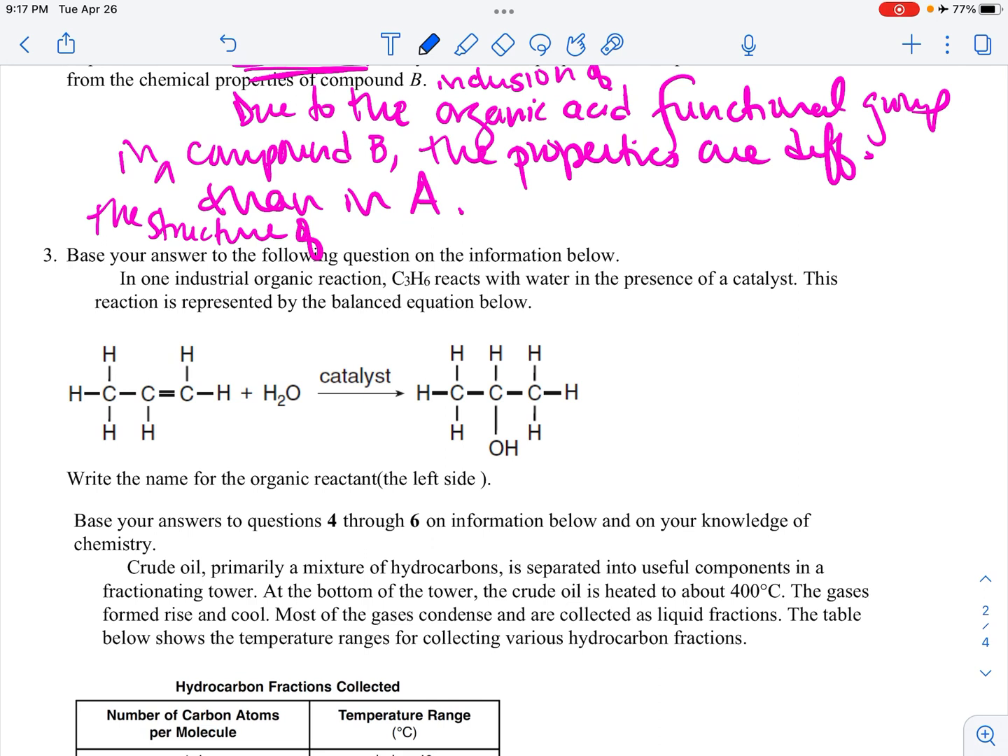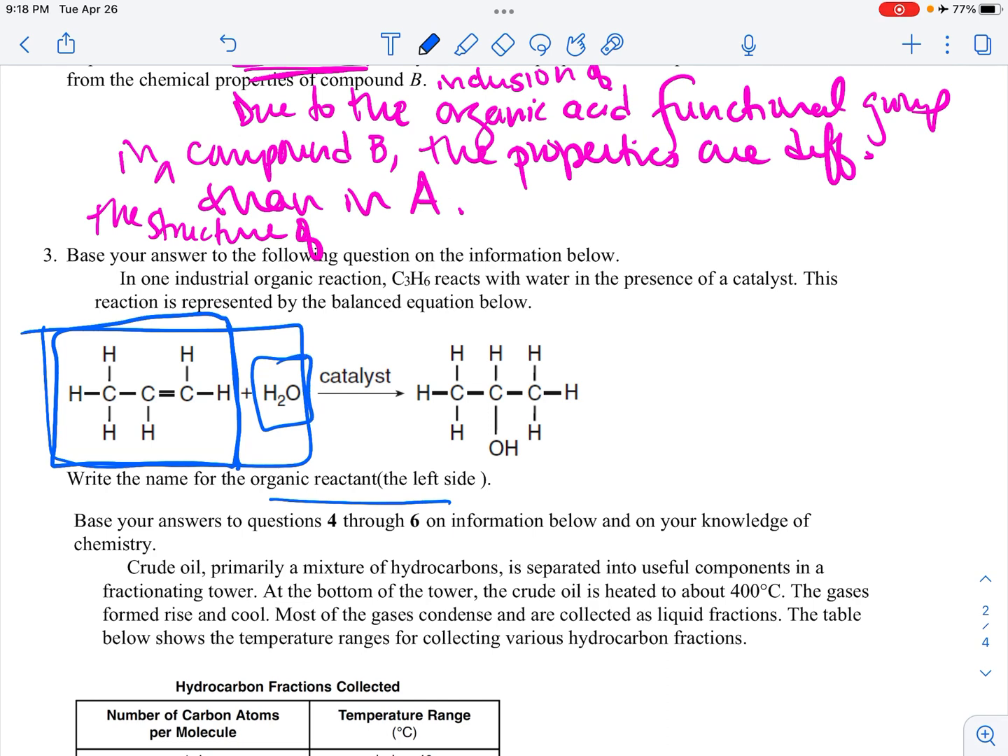It just speeds it up, gets you there faster. It's a shortcut. So here's our reaction represented below. Write the name for the organic reaction, the left side. Okay, so here we have the left side. And we have two reactants, this one and this one. So who is organic? Well, let's remember that organic is anything containing carbon, which means that this is not an organic reactant. So now we have to name that left part.